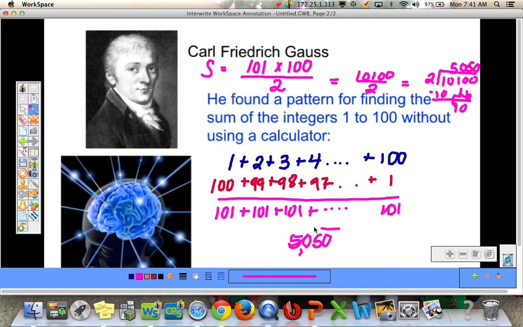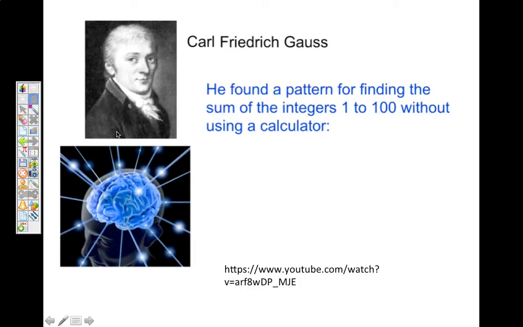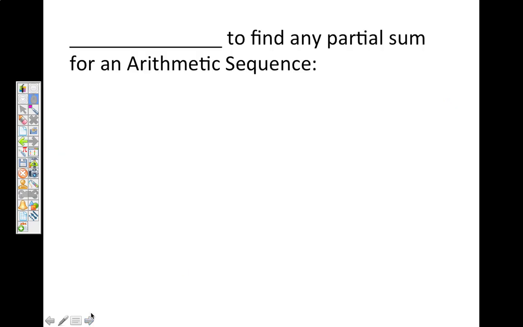Again, to get that number without a calculator, you could list all the numbers from 1 to 100 and then go backwards, add them all up. There's 100 of those 101s, and since you listed it out twice, you would divide by 2. So we can use that pattern to write the formula.